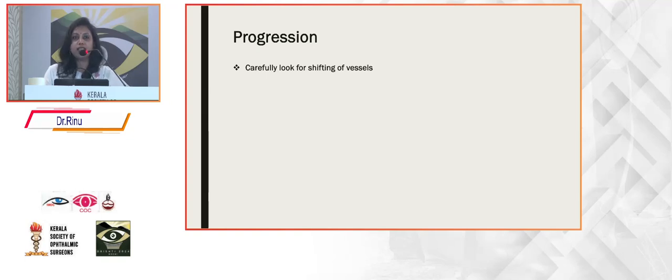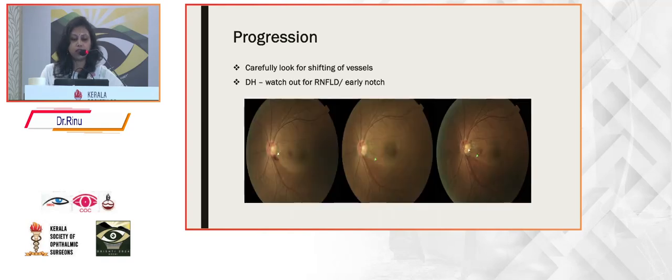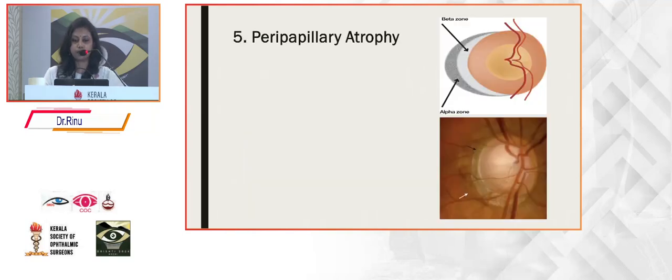So while analyzing the vessels for progression in glaucoma, we have to carefully look for shifting of vessels, because vessels shift only when there is a thinning of the neuroretinal rim or there is an enlargement of the cup. So documentation using fundus photos is of paramount importance in glaucoma. So in the presence of a disc hemorrhage, we have to watch out for an RNFL defect or an early notch.